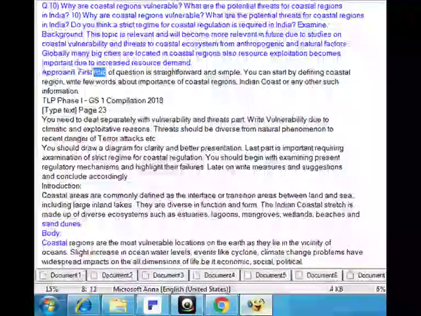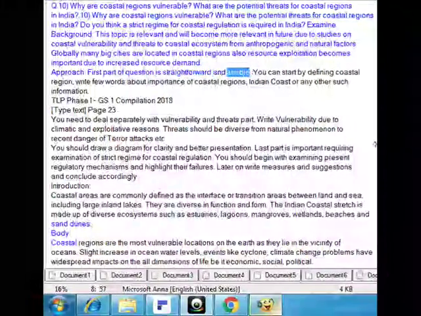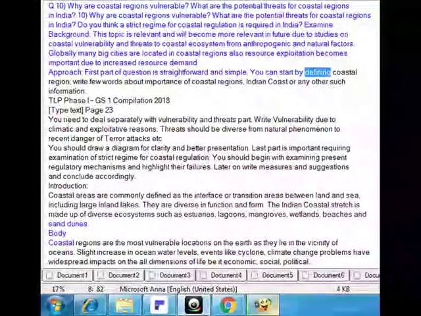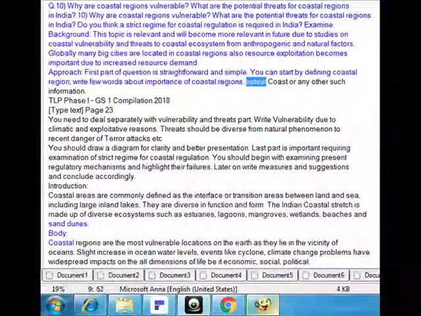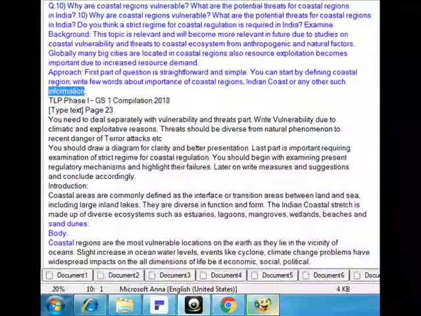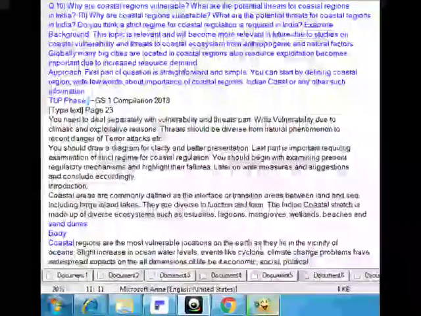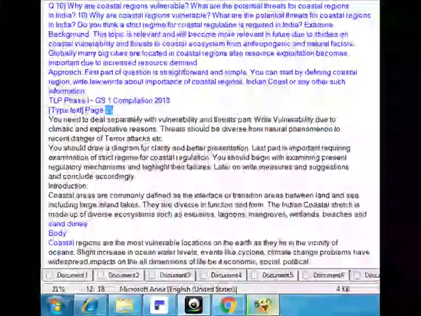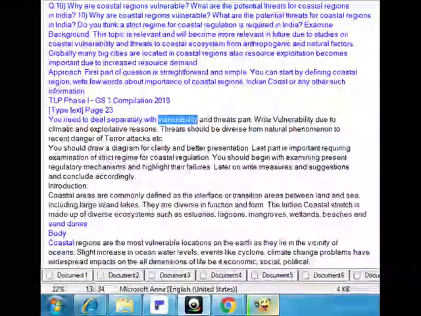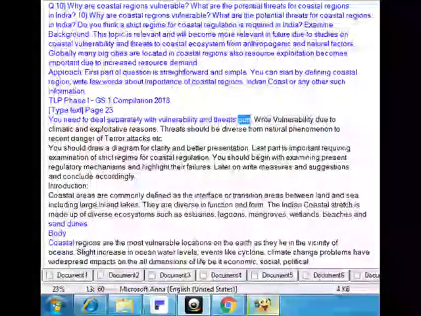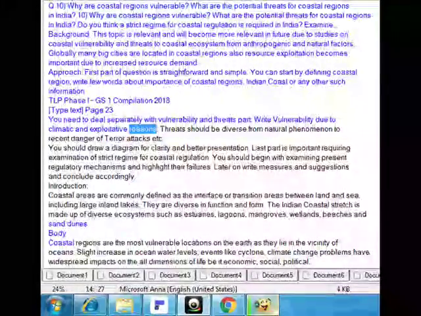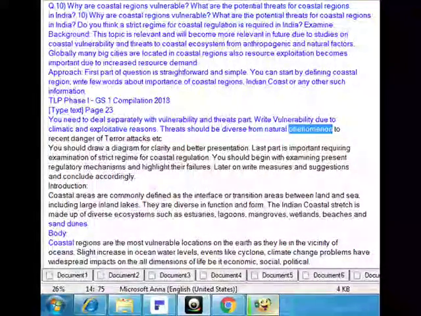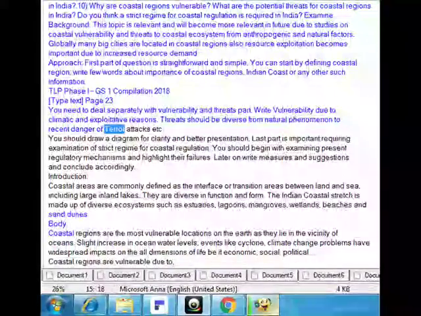Approach. First part of question is straightforward and simple. You can start by defining coastal region. Write few words about importance of coastal regions, Indian coast or any other such information. You need to deal separately with vulnerability and threats part. Write vulnerability due to climatic and exploitative reasons. Threats should be diverse from natural phenomenon to recent danger of terror attacks, etc.